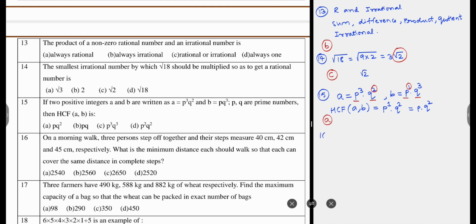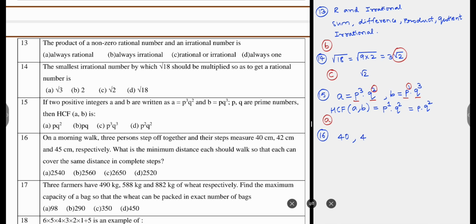Now question number 16. On one morning walk, three persons step off together and their steps measure 40, 42, 45 respectively. What is the minimum distance each should walk so that each can cover the same distance in complete steps? So here steps will be completed in multiples of 40, multiples of 42, multiples of 45. So common multiples, and we want minimum distance. We need to find the least common multiple. In this type of questions, we have to find the least common multiple.